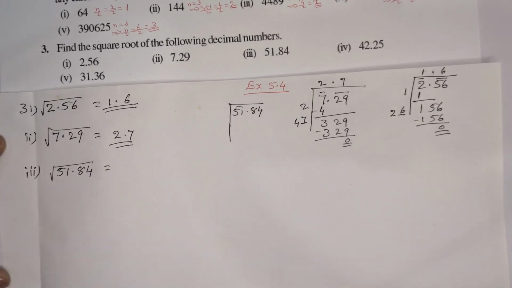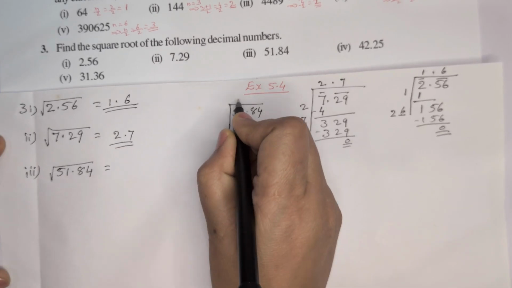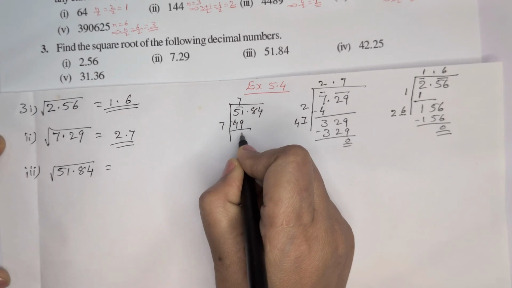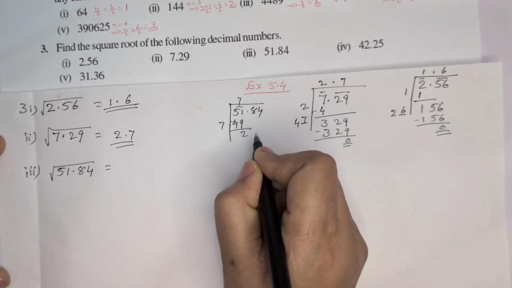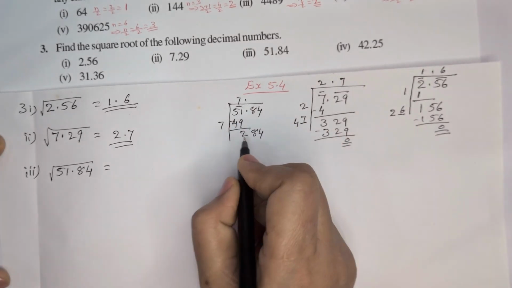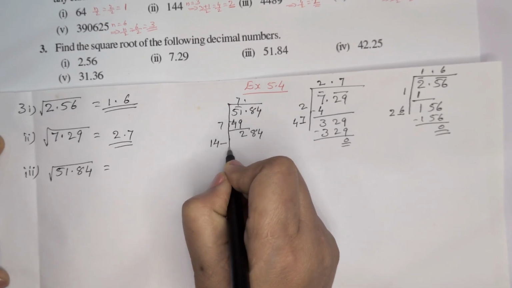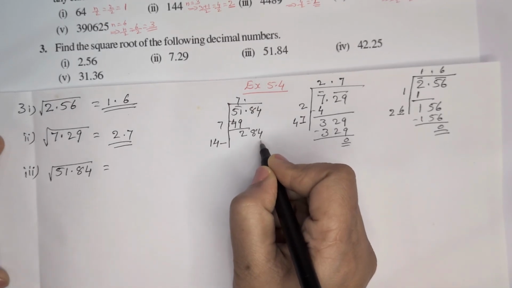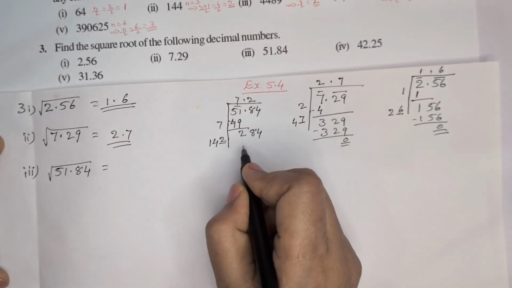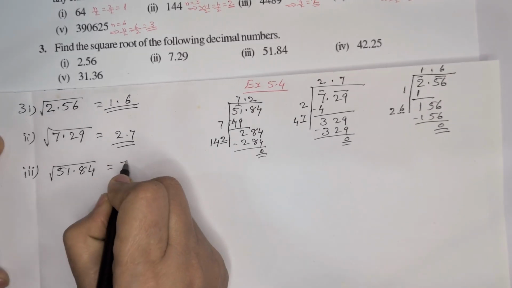Next number 51.84. Here below 51, 49 is the perfect square. That means 7 square. 7 into 7, 49. When we minus, here 2, then the next group, that is 84. Put the decimal point here, correspondingly, and 284. Double the 7, 7 plus 7, 14, and the digit which we need should end with 4. So we know that 2 is coming there, 2 squared is 4, so 7.2, 284, that minus, the answer is 7.2.